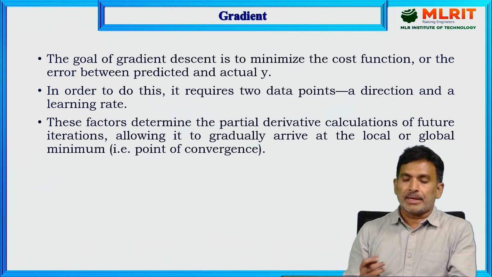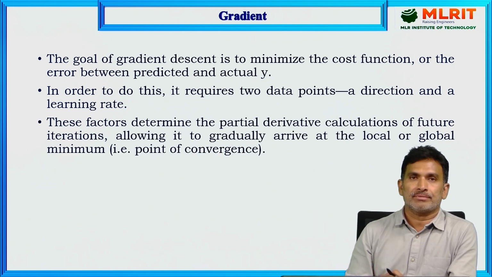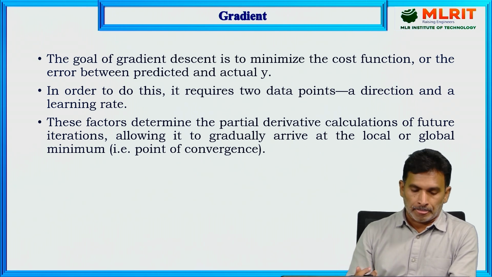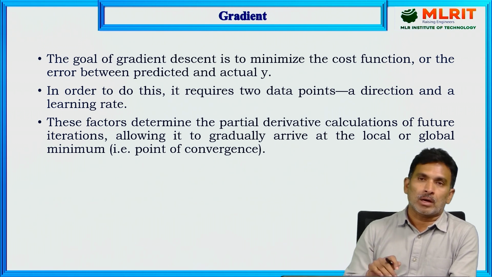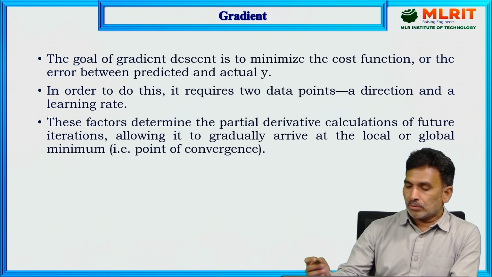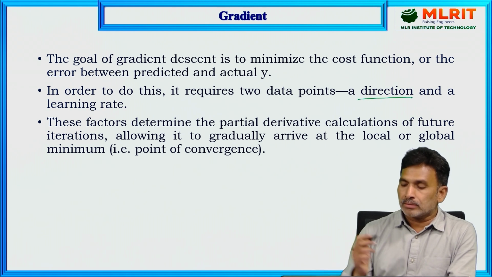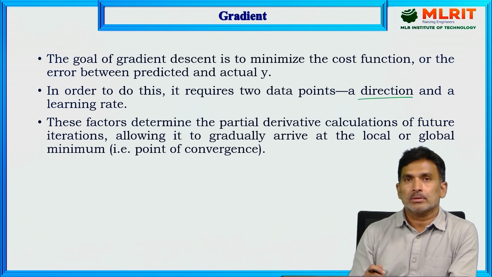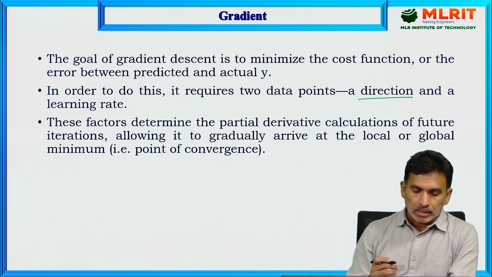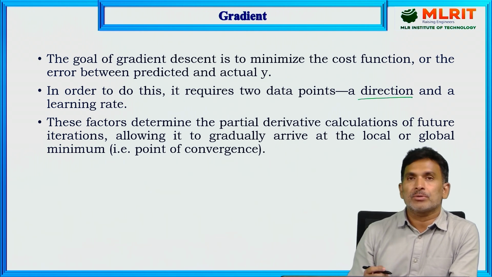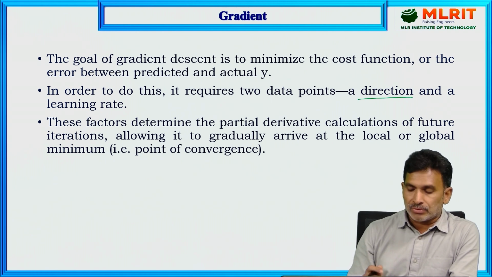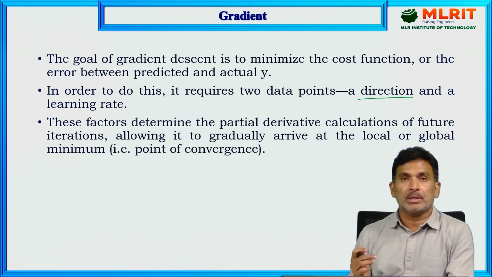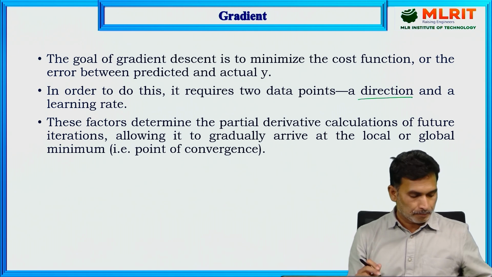The goal of gradient descent is mainly to minimize the cost function, that is the loss function, the error between the predicted and the actual values. In order to do this, it mainly requires two things: how we can change this, that is the direction and also the magnitude. These factors determine the partial derivative calculations of future iterations. It allows us to gradually arrive at the local or global minima, that is a point of convergence.